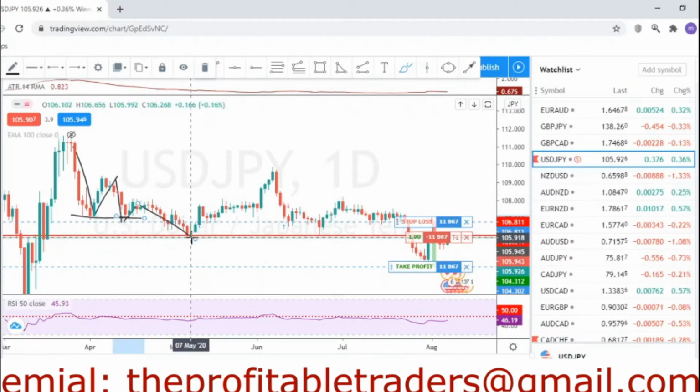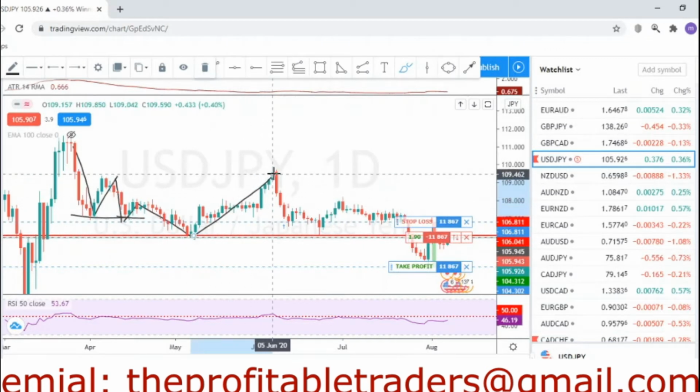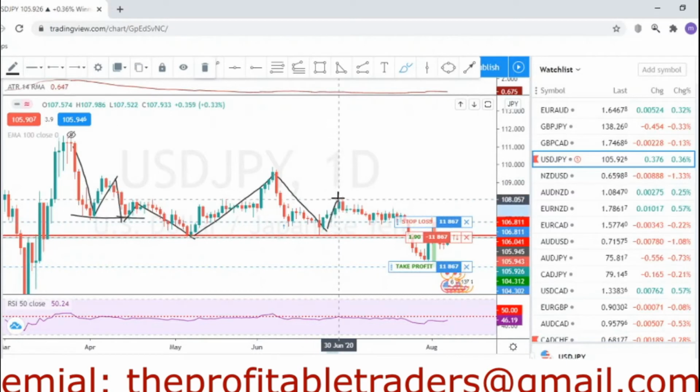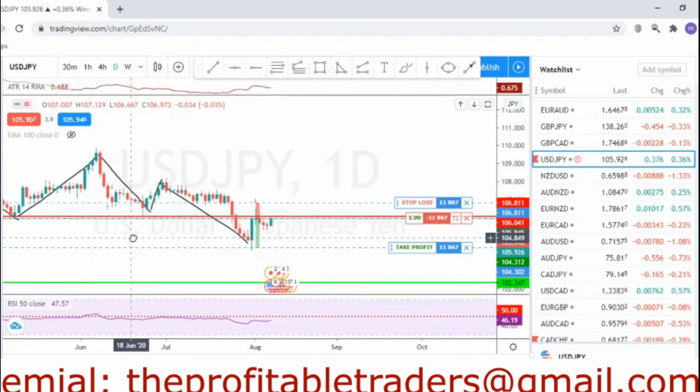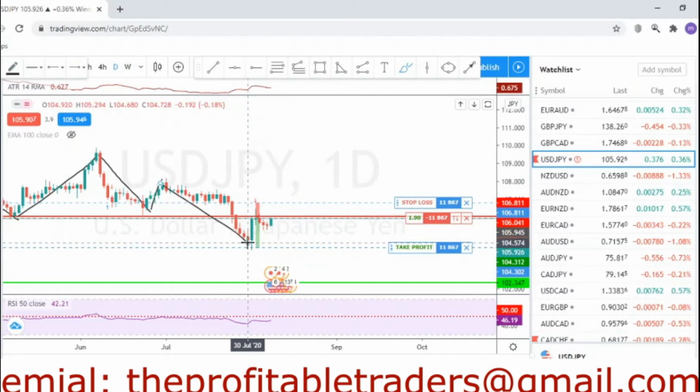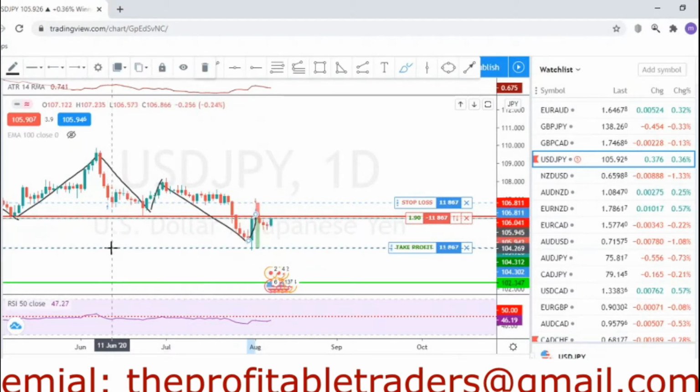This level was so powerful and pushed this market back up here, and the market came back, tested this level again, got rejected, and finally it broke below this level here that has been tested multiple times. And when this market pulled up here, I was looking for a sale opportunity. Why? Because first of all, the market is in a downtrend.